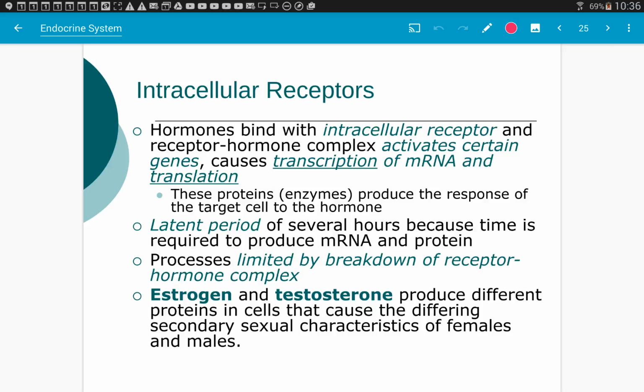Okay, intracellular receptors. So intra means these receptors are inside the cell. Okay?